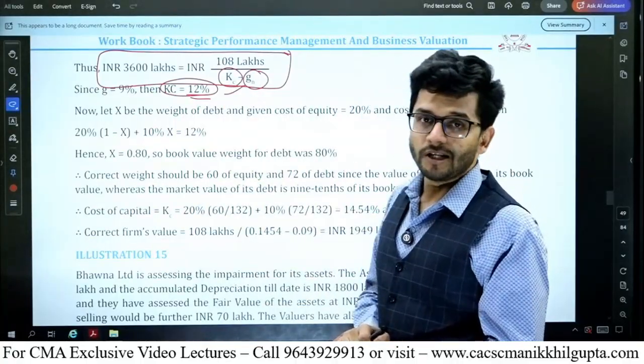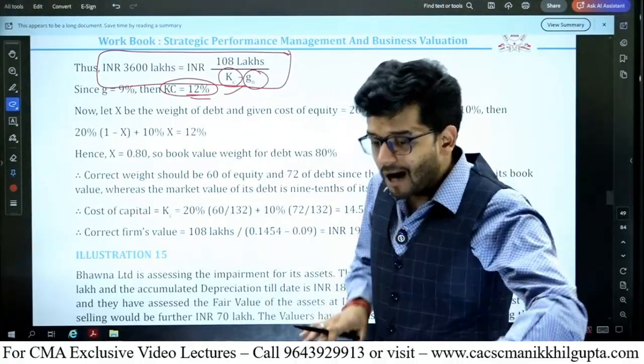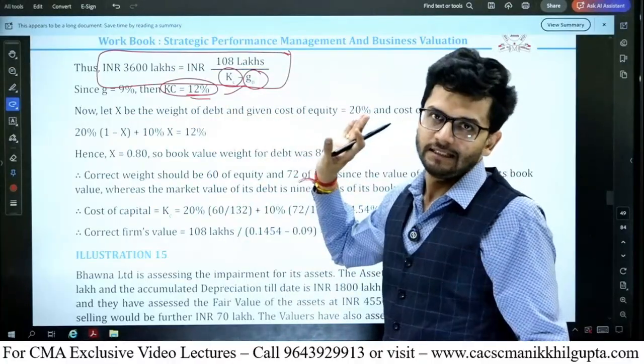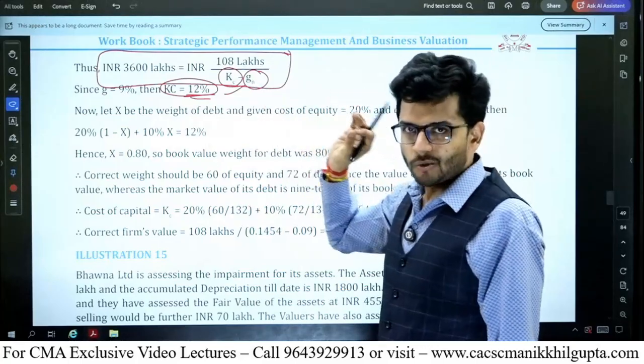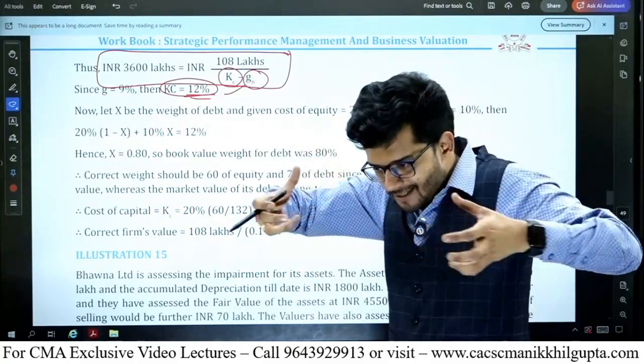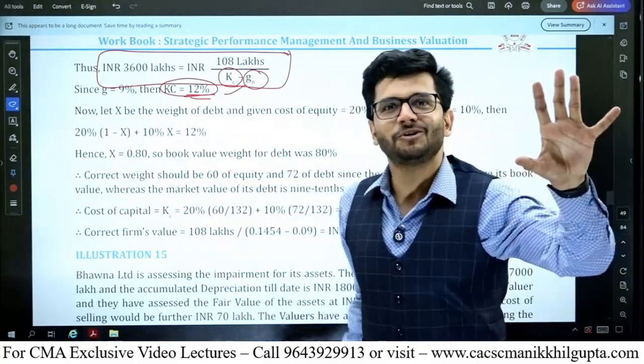Because it is taken as per the book value. We need to calculate the cost of capital using the market value and recalculate the entire value of the firm. Okay, sir, we'll do it. So this is the cost of capital, 12%. Now we'll further disintegrate this cost of capital into cost of debt and cost of equity.